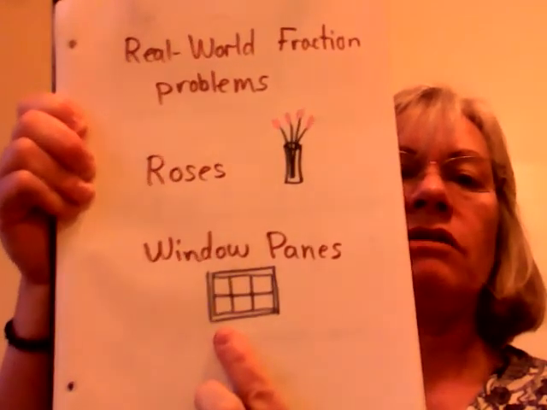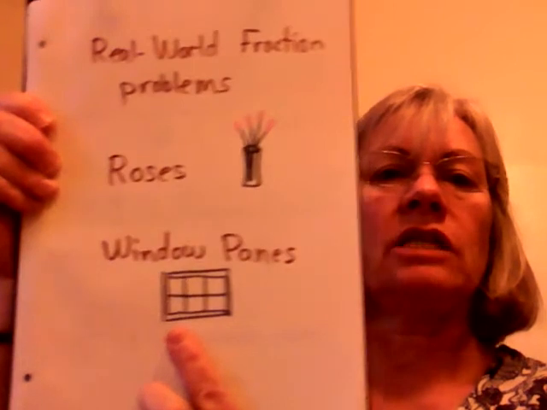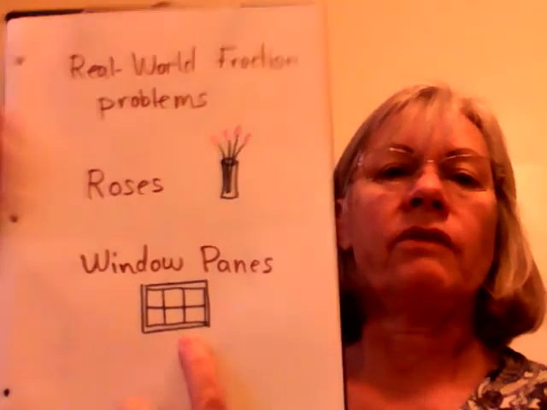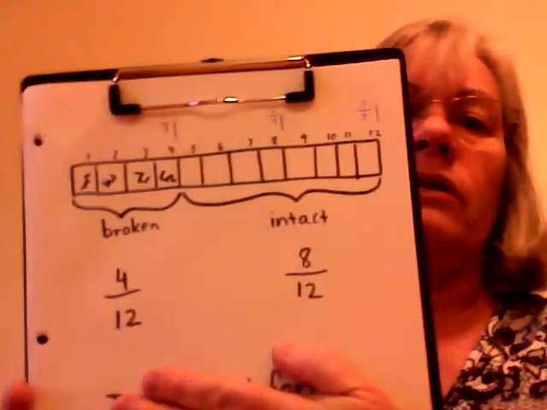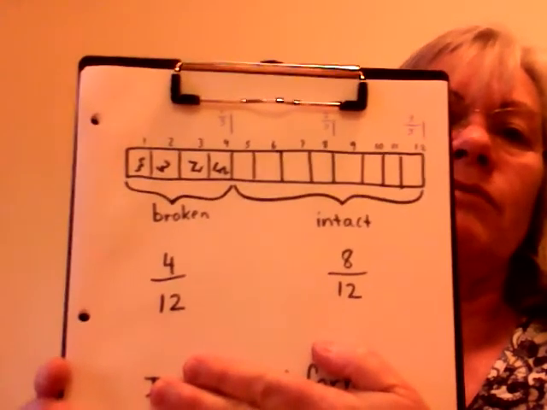Next, we'll talk about window panes. Sometimes windows are made with several different pieces of glass to make up one whole window, and each little individual part is called a pane. Those are the fractions of the entire window. We're going to talk about one window that is made up of 12 window panes. There were some children playing, and the ball accidentally broke 4 of the panes of windows, and I've shown those on this bar model with some little squiggles in them of broken.